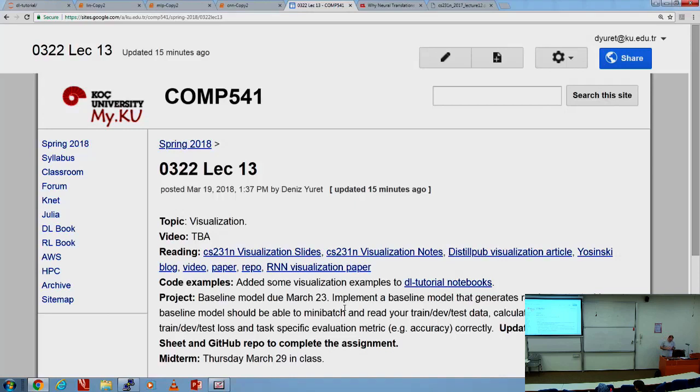And there is a midterm next week, and you can use cheat sheets, etc. Any questions before I get started?